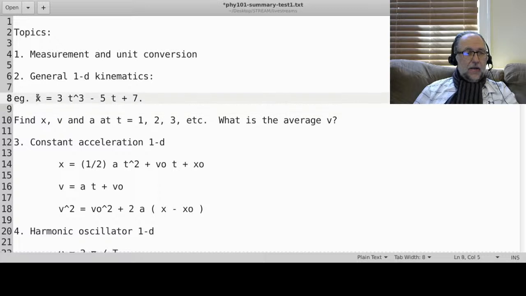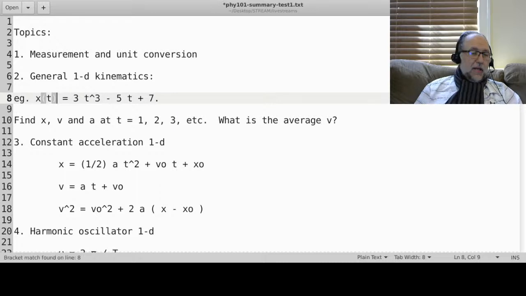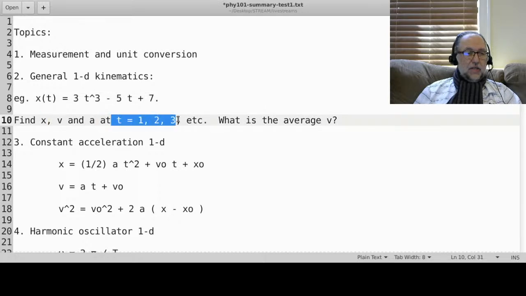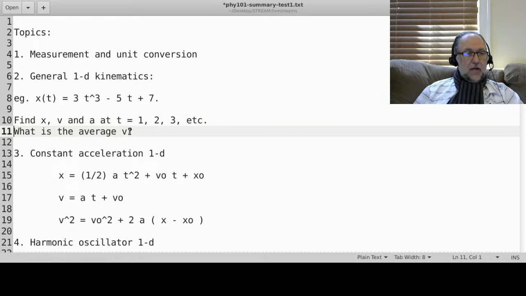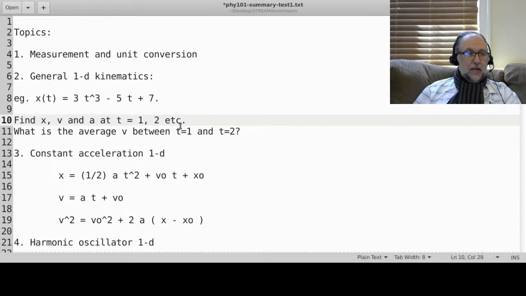Remember, this is general kinematics, so I give you x as a function of time. That just means that x depends on time. And I ask you to find the position, the velocity, and the acceleration at these 3 times. And what's the average velocity between t equals 1 and t equals 2 seconds? It's kind of annoying to do this for all of those, so let's just do it for 1 and 2 seconds. You could do it for more, once you get the idea.